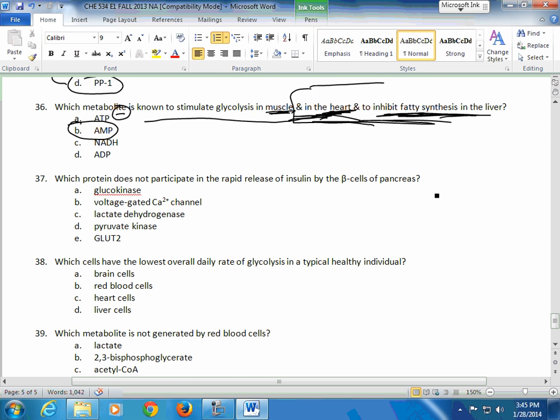Protein does not participate in the rapid release of insulin. Make sure to review slide 68 in Unit 3. LDH has nothing to do with that.